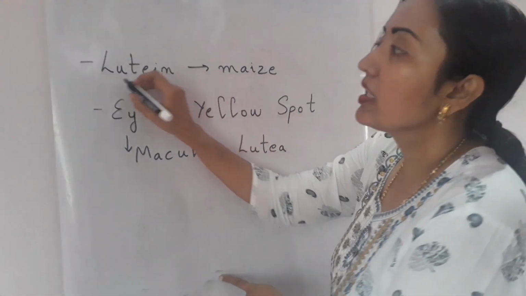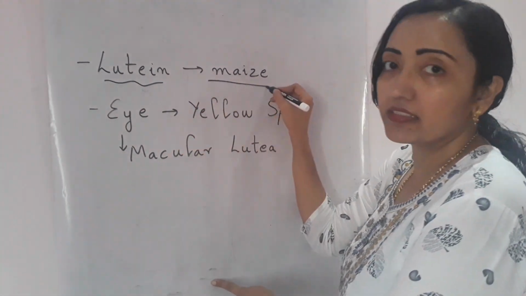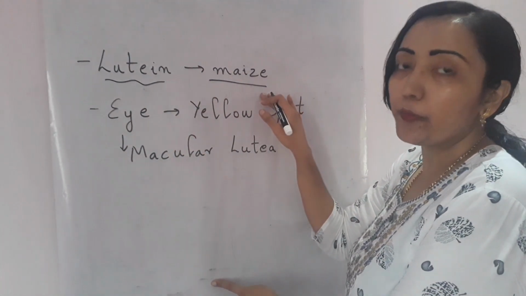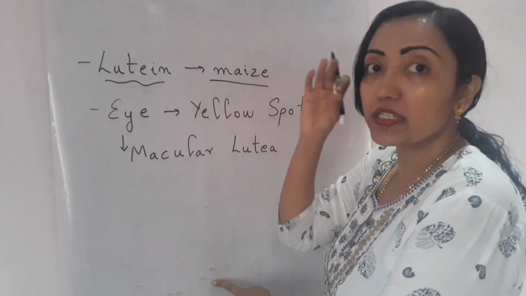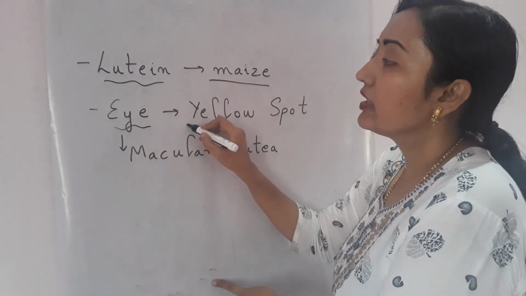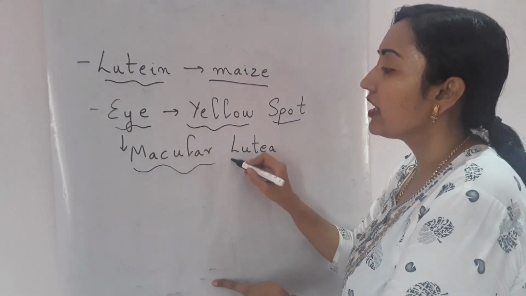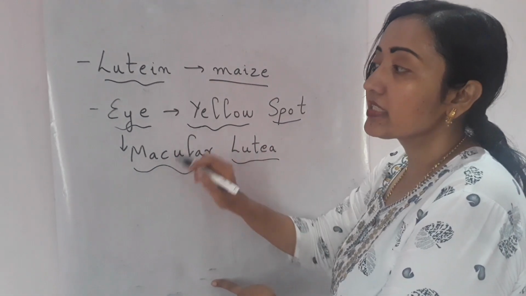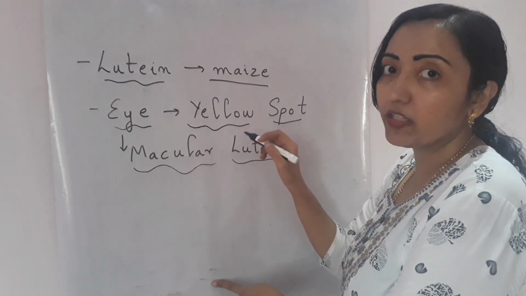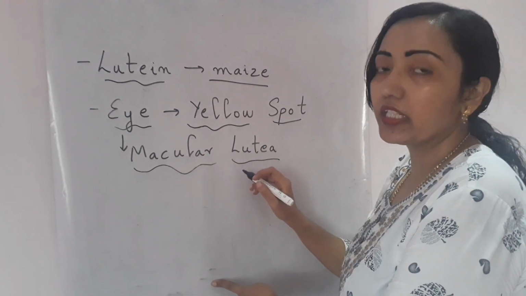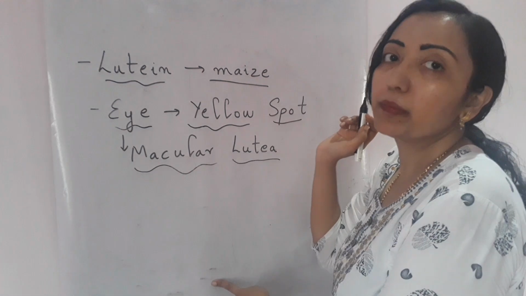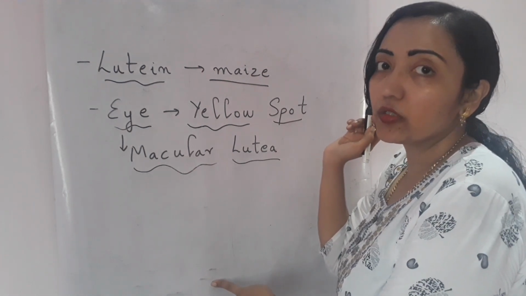Lutein is a yellow pigment present in maize, giving yellow color to maize. Lutein is also present in the eye, in the region known as the yellow spot or macula lutea.